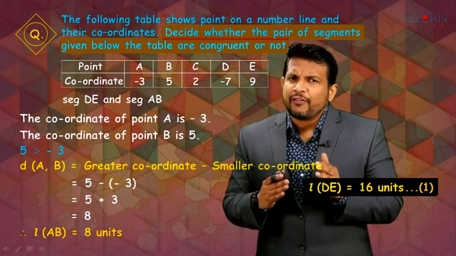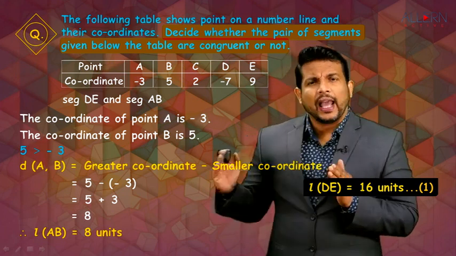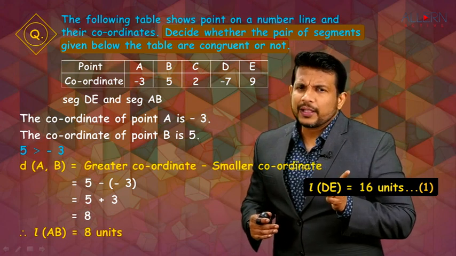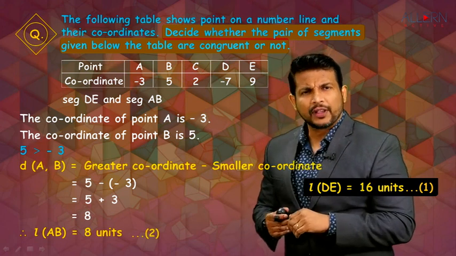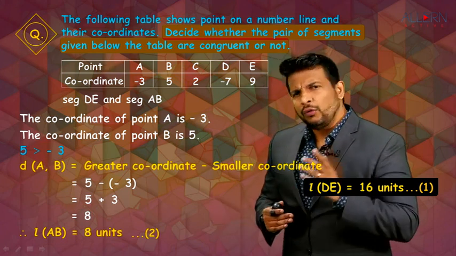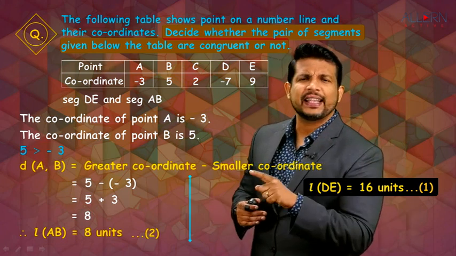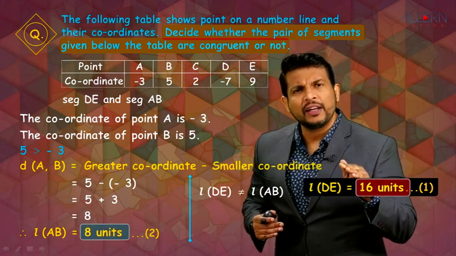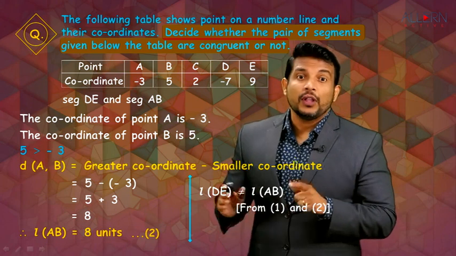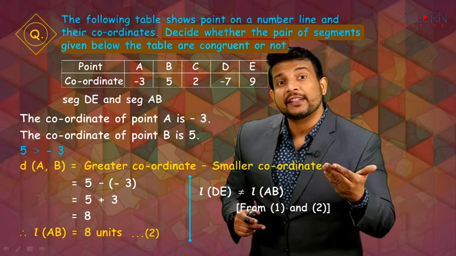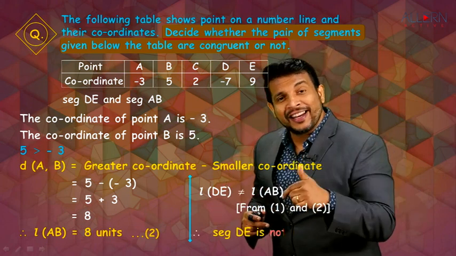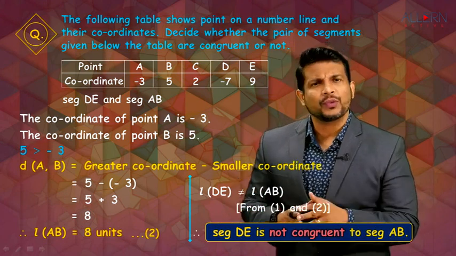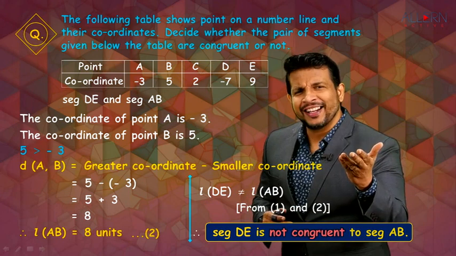So we have to decide whether segment DE and segment AB are congruent. Now tell me, the length of DE is 16 and the length of AB is 8 units, right? Are they equal? No, their lengths are not equal. That means the length of AB is not equal to the length of DE. From where did we get that? We got it from 1 and 2. So if the lengths are not equal, the segments are not congruent. Therefore, segment DE is not congruent to segment AB. Was that easy? Very simple, right?